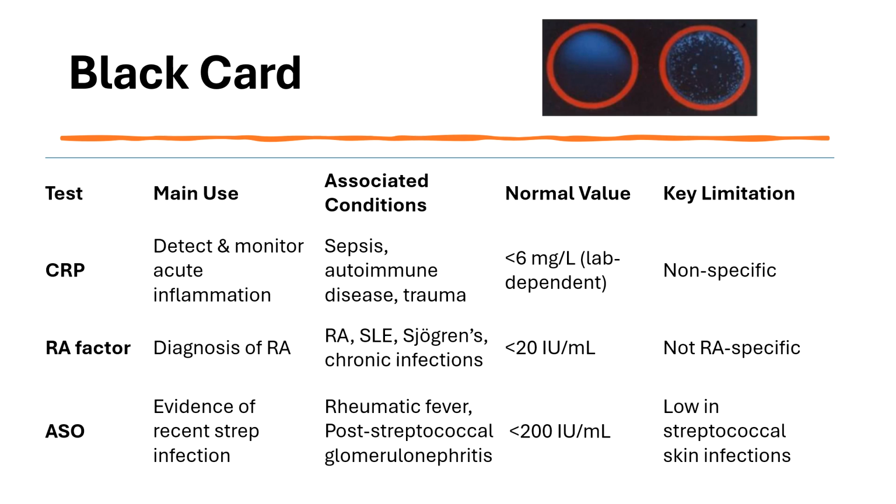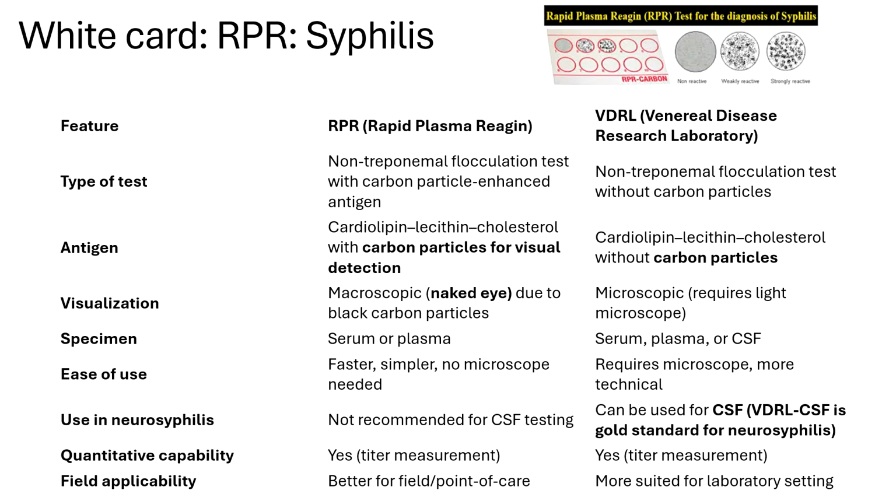RF factor is used for the detection of rheumatoid arthritis. However, it is also raised in SLE and Sjogren's syndrome, so it is also considered a non-specific marker, and the normal value is less than 20 IU per ml. ASO is antistreptolysin O. It is used for the diagnosis of rheumatic fever and post-streptococcal glomerulonephritis, and it shows evidence of recent streptococcal infection. Its normal value is less than 200 IU per ml.